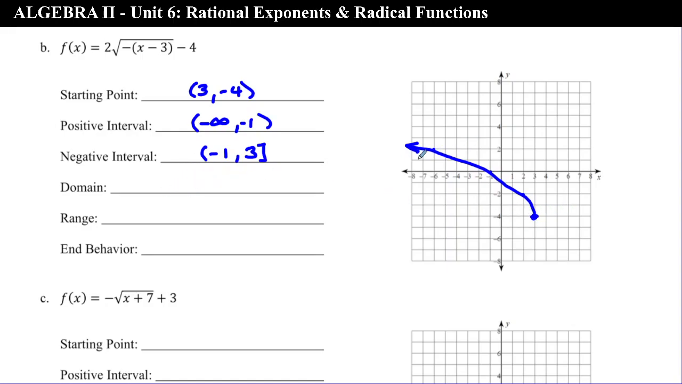The domain is from negative infinity to 3. And again, we are including the 3. And then the range goes from -4 to infinity. And then our end behavior, as x goes to negative infinity, f of x goes to positive infinity.